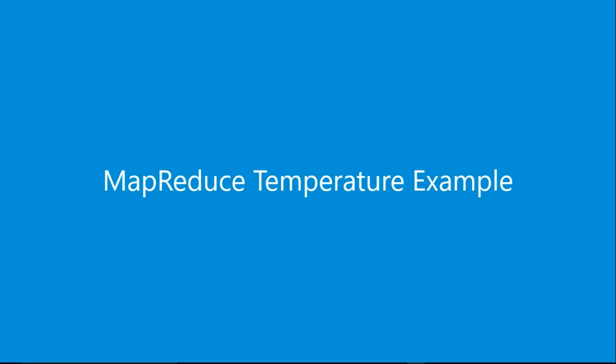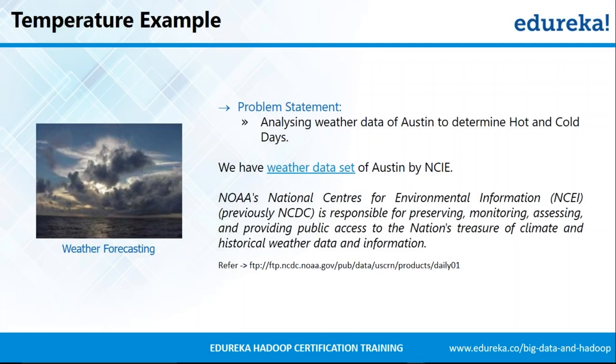The very first example is the MapReduce temperature example. Now let's understand what it is. The problem statement of this example is we need to analyze the weather data of Austin to determine the hot and cold days that were there. We are using the data set that is present at NCEI, which is nothing but the National Centers for Environmental Information. It has huge historical weather data, and using this data we can do a lot of analysis on the basis of which we can forecast the weather as well, whether the next day would be hot or it would be cold.